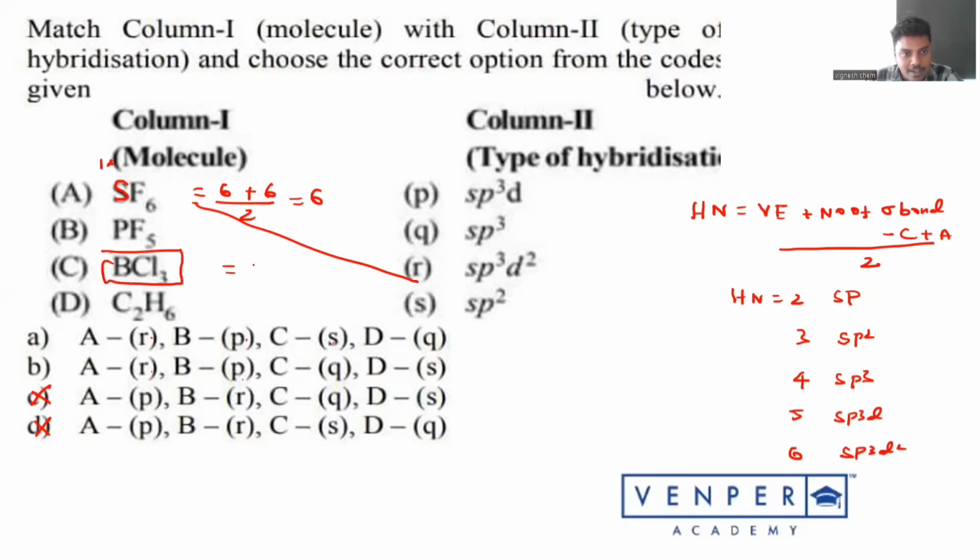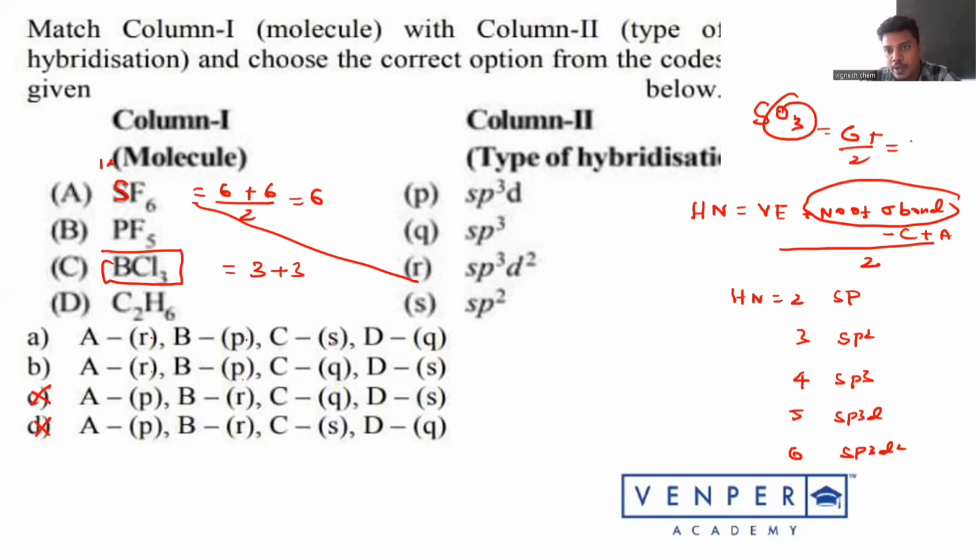Boron: valence electrons 3, group 13. Cl forms only sigma bonds. I put 3. Only count sigma bonds in the compound; don't count pi bonds. For example, I take SO3. What is the valence of sulfur? 6. Oxygen forms a double bond, therefore we don't count the double bond. Therefore, 6 by 2, the answer is 3, which is sp2. Similarly, I take SO2. Sulfur, don't count this oxygen.